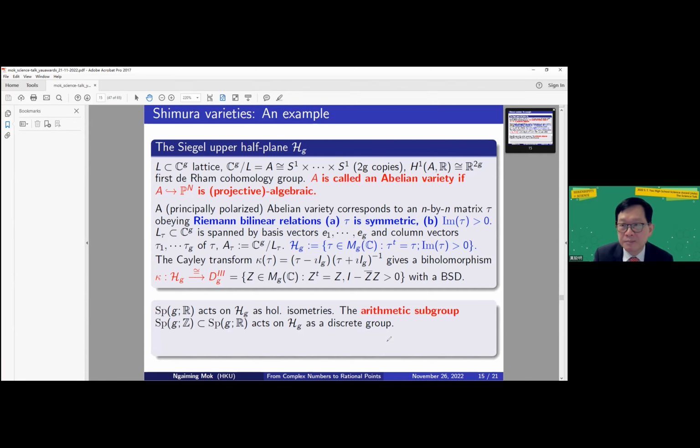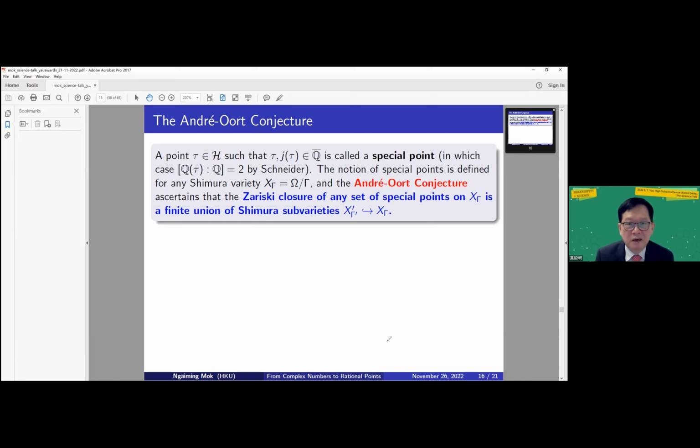And then there is something called the André-Oort conjecture. The conjecture says the following. You look at the elliptic curves, so the J function. If you take a point tau in the upper half plane and ask when tau and J tau are both algebraic numbers, this is very, very rare. And this occurs, according to Schneider, the author of Gelfond-Schneider, only if tau is a quadratic number.